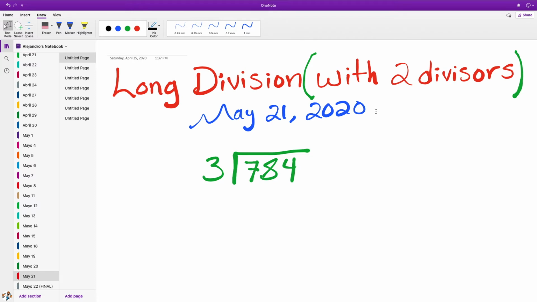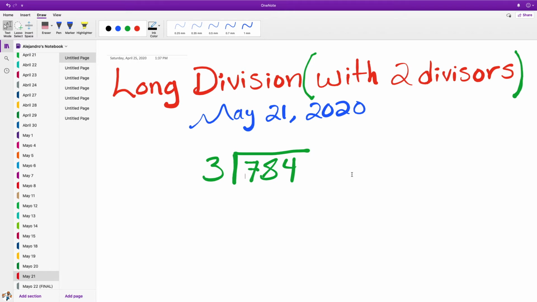But let me tell you that in fifth grade, it's going to be a little bit more complicated. As you can see on the title, I have long division, and in parentheses I have with two divisors. That's the difference. That means you have two numbers outside the little house. You still follow the same steps, but you have to multiply bigger numbers.